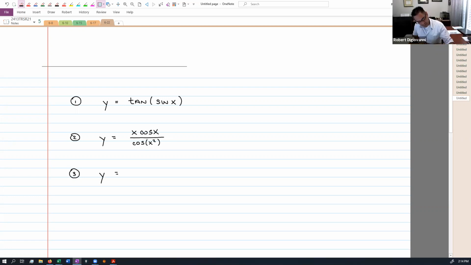Okay, last one is going to be the cube root of x squared plus 1 over x sine 3x. Now, on all of these problems, just the raw derivative, okay? You do not need to go and try and clean it up. Just get me the raw derivative and I'll be happy.